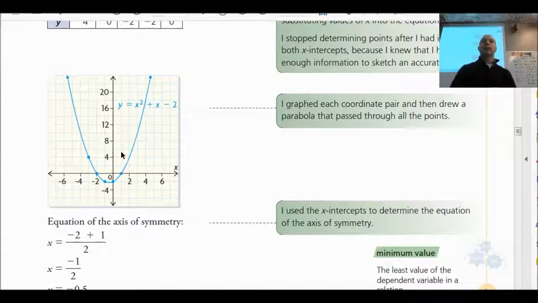Minimum. Okay, it has a minimum. Does it have a maximum? No. No, it doesn't have a maximum actually. Now let's talk about that. Do you see these arrows right here? Shh. Boys. You see these arrows right here?